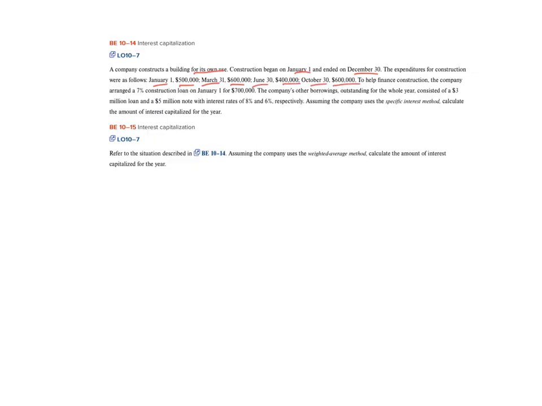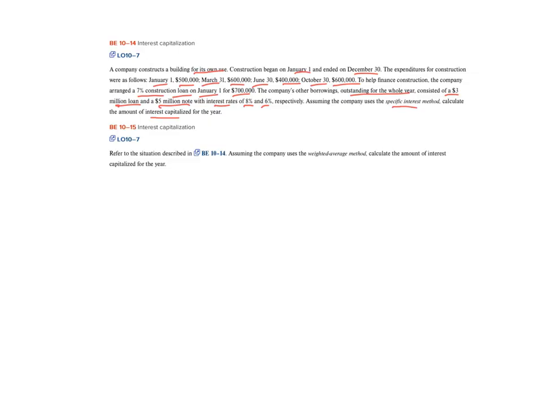October 30th, $600,000. To help finance the construction, the company arranged a 7% construction loan on January 1st for $700,000, so it was outstanding for the full year. The company's other borrowings outstanding for the whole year consisted of a $3 million loan and a $5 million loan with interest rates of 8% and 6% respectively. Assuming the company uses the specific interest method, calculate the amount of interest capitalized for the year.